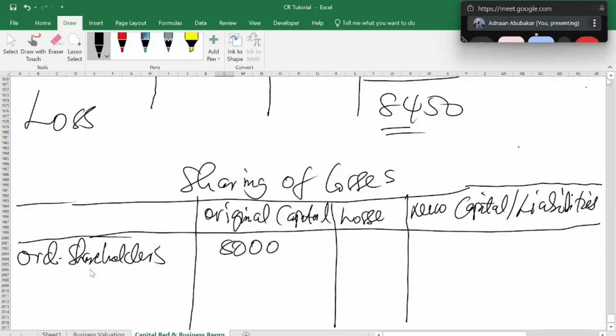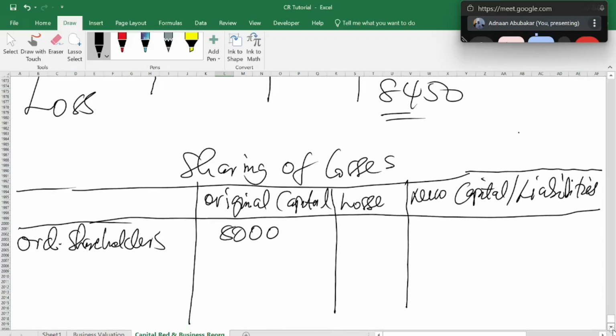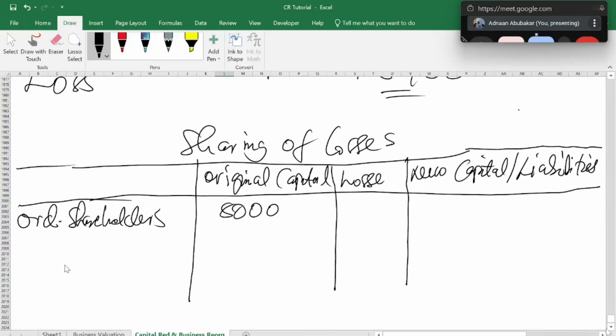But remember, when we are sharing the losses here, make sure that your losses here are less than the liquidation losses. You understand? So that you can justify why they should reorganize rather than liquidate. So here, how do you want to share the losses? I want to give ordinary shareholders 7,000.